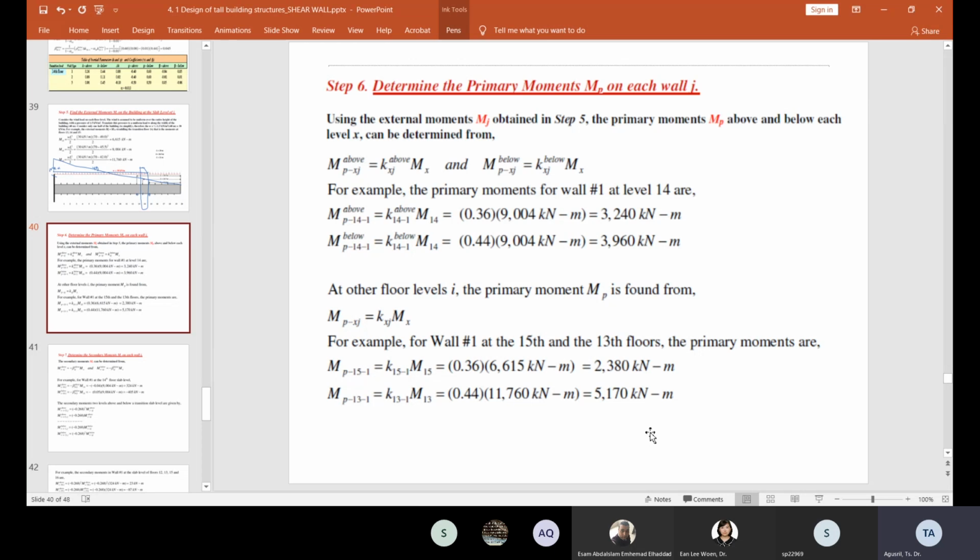Any question until this slide? Clear. Is it clear? Yes, clear. Yes, teacher, clear.